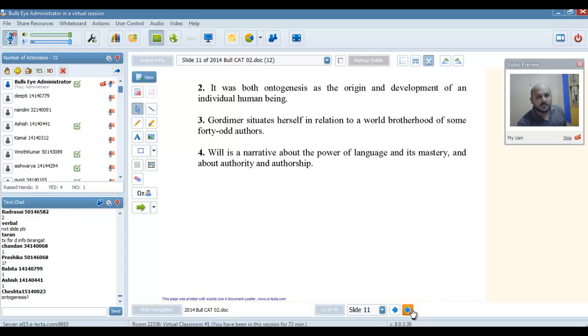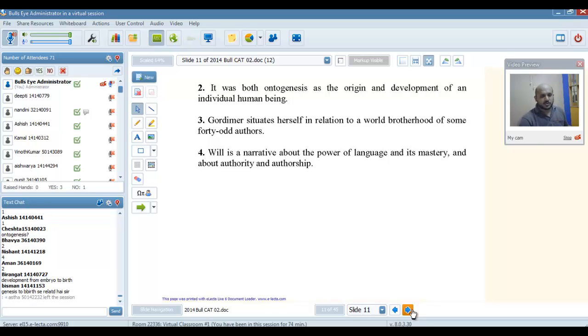Guys, how many of you marked the answer as option number 2? What does ontogenesis mean? Ontogenesis is the growth through a biological process when someone grows through development from embryo to birth. Absolutely correct, Birangat. So that is what ontogenesis is.